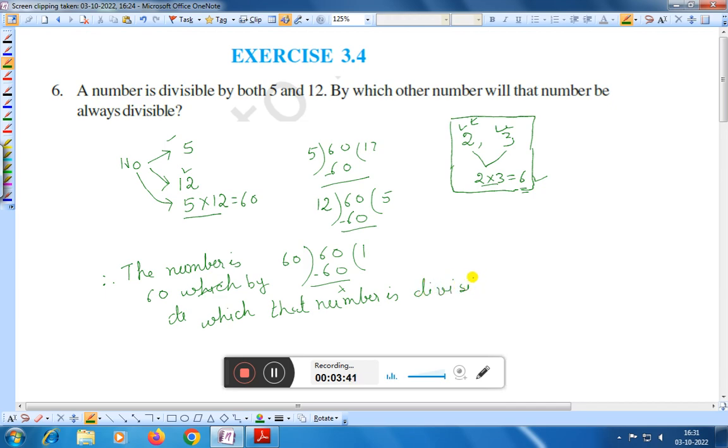Here we apply the divisibility rule of 6. That is, if a number is divisible by both 2 and 3, then that number will also be divisible by 2 into 3, that is 6. In the same way, if a number is divisible by both 5 and 12, then that number will also be divisible by 5 into 12, that is 60. Right? And the question is, by which other number will that number be always divisible? Therefore, the number is 60 by which the number is always divisible. Right? This is the solution of question number 6.